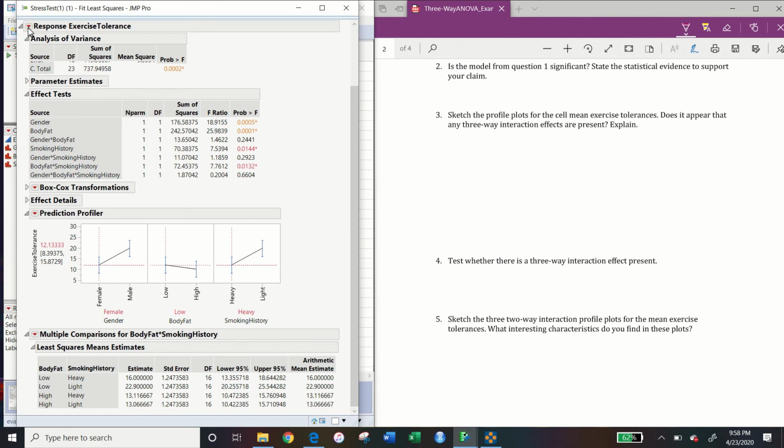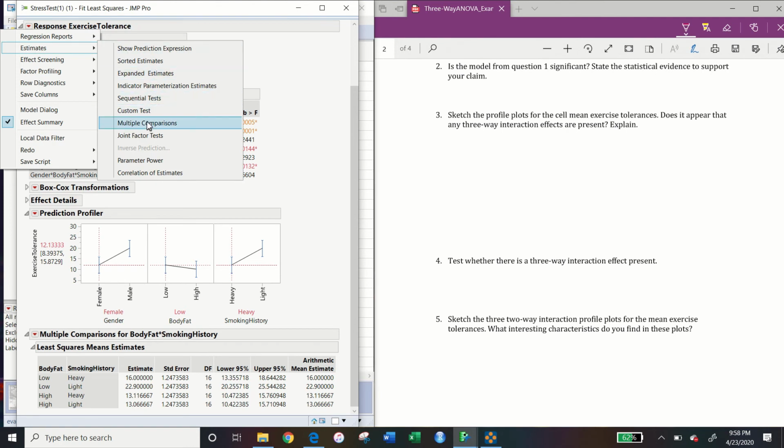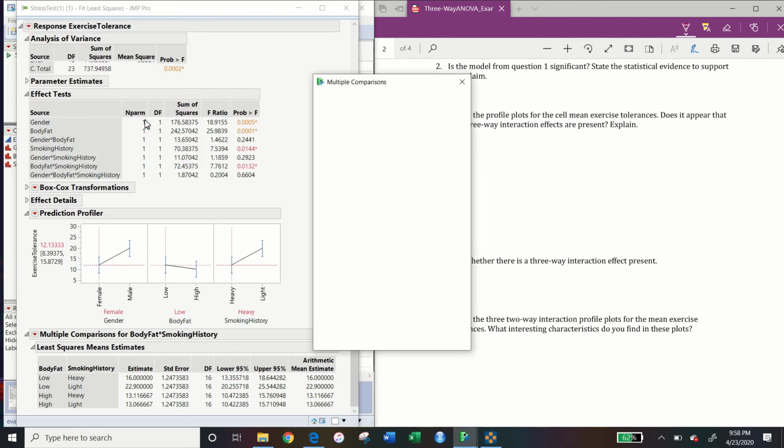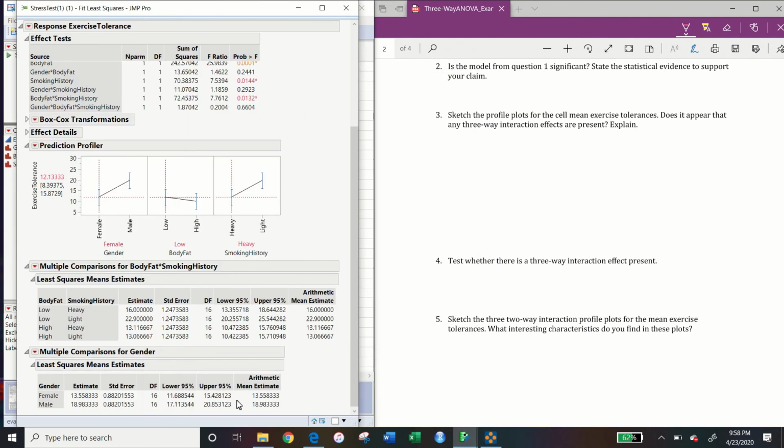We can do the same thing if we just want to look at the main effects. Go back to estimate, multiple comparisons. Let me see. So this was our body fat and smoking history. So let's just go ahead and select gender. Select OK. And we would still, again, take a look at that confidence interval. If we have overlap, that means we don't have a significant difference between male and female.